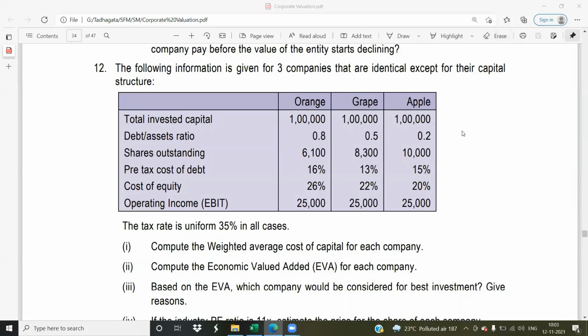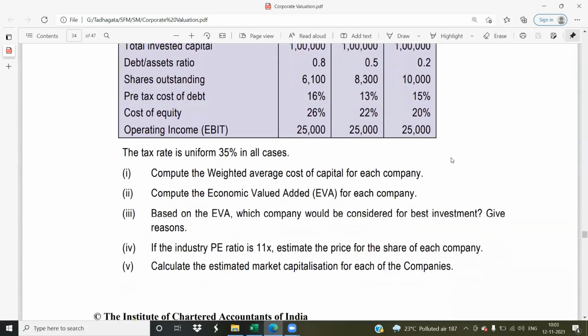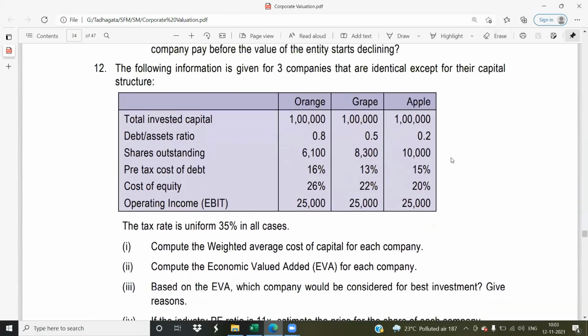Now let's do problem number 12. What is being asked in the question? Compute the weighted average cost of capital for each company. Compute EVA. Based on EVA, find out which is the best investment. Then if industry PE is 11, estimate market price. Then calculate market capitalization for all the three companies. The tax rate is 35%.